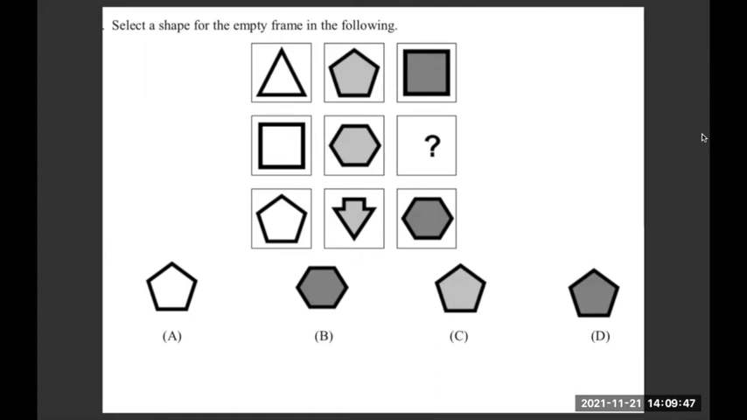What is the difference between option C and option D? The color, so D will come. Yes, the correct option is option D here. Option D is the correct one.